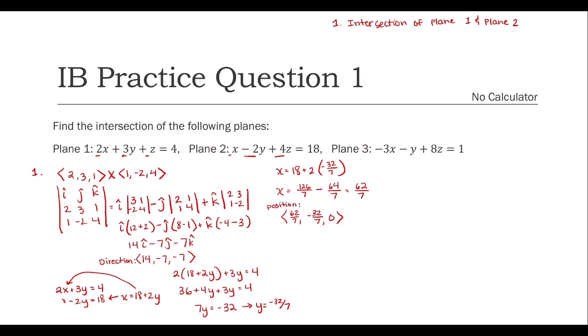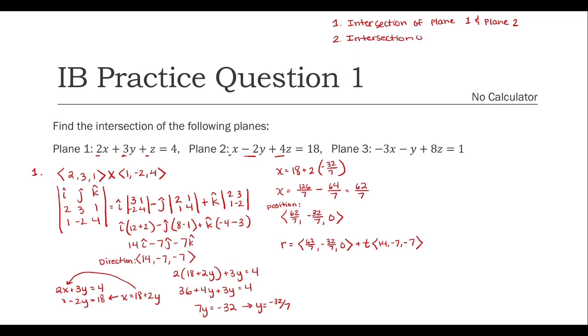So we can write our equation of our line as r equals our position, so 62 over 7, negative 32 over 7, 0, plus a parameter, we can say t, times our direction vector, 14, negative 7, negative 7. So in order to find where our line intersects our plane, that'll be our second step.